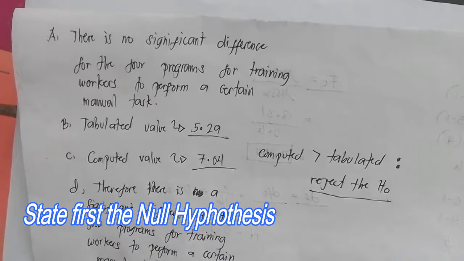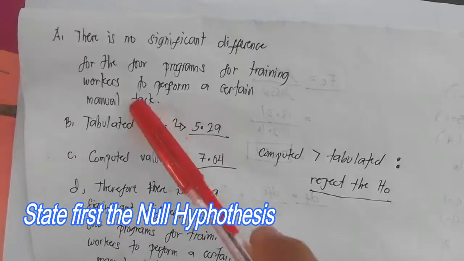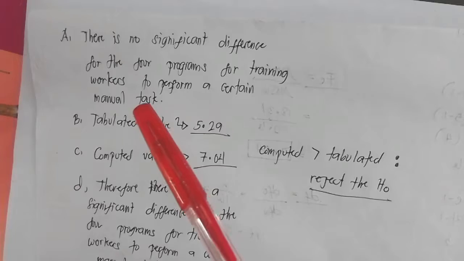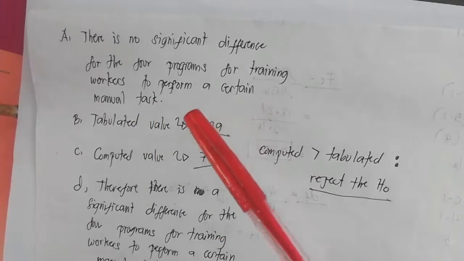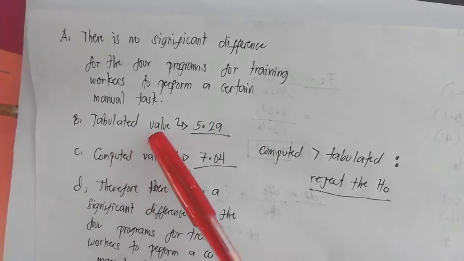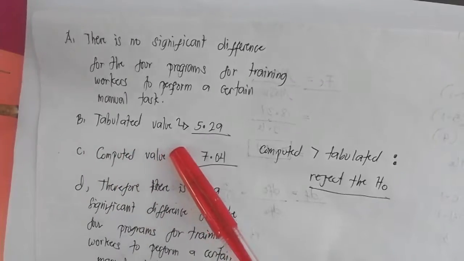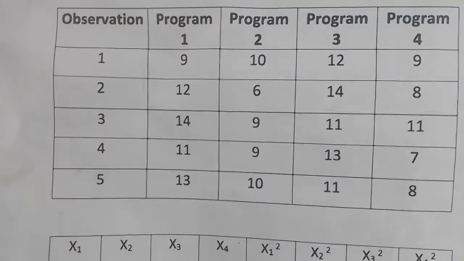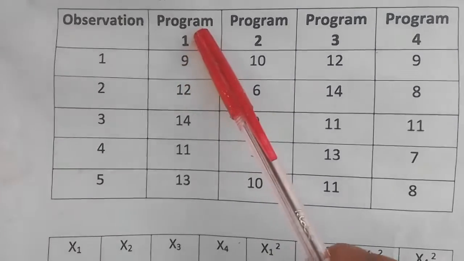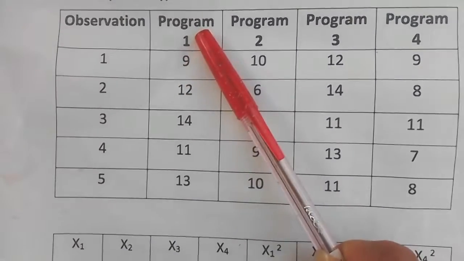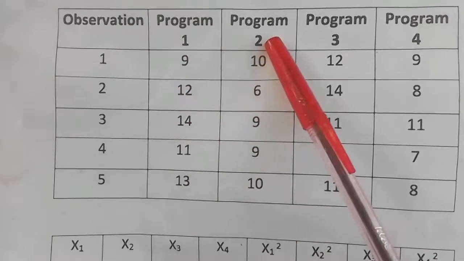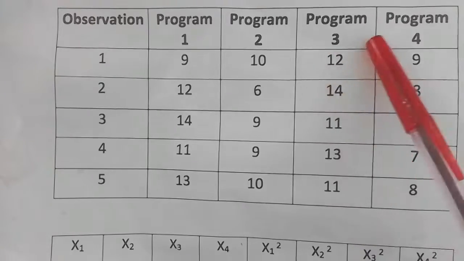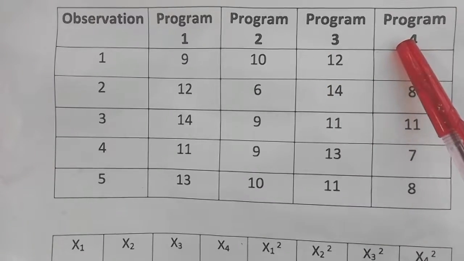The null hypothesis. So our null hypothesis is there's no significant difference for the 4 programs for training workers to perform a certain manual task. Then state the tabulated value. Our tabulated value of F is 5.29. Then this is our program 1, which is our x sub 1, and the program 2, which is the x sub 2. The program 3, which is the x sub 3, the program 4, which is the x sub 4.